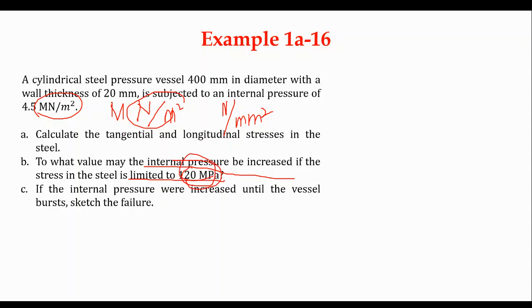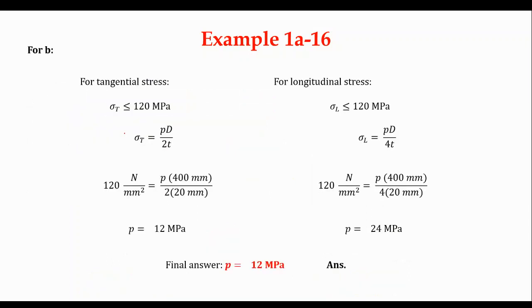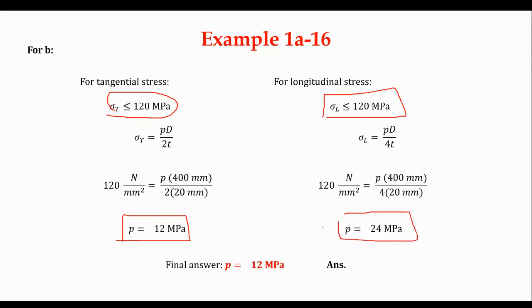So the question now is, which stress is it? It just says stress. Tangential or longitudinal? Well, I also don't know. So, since we don't know, let's assume that the 120 limit is tangential. So, if sigma T is 120, we can solve the pressure it can carry: 12 megapascal. Alright. If we assume instead that 120 is the longitudinal stress, we can solve the pressure it can carry: 24 megapascal.